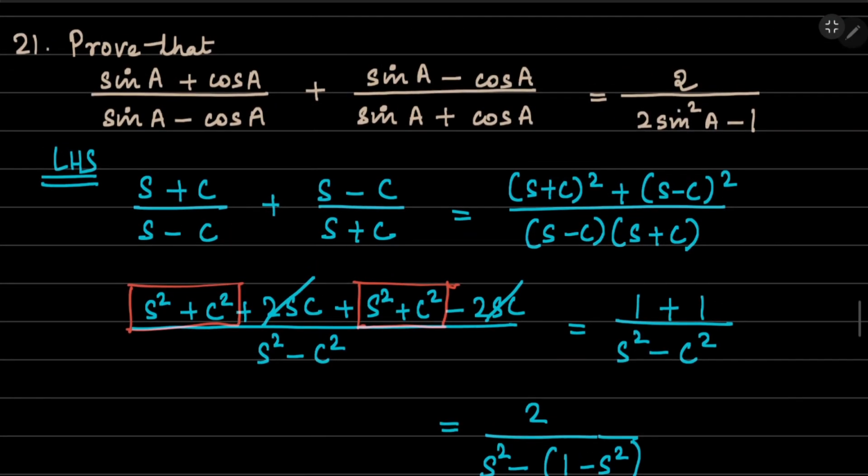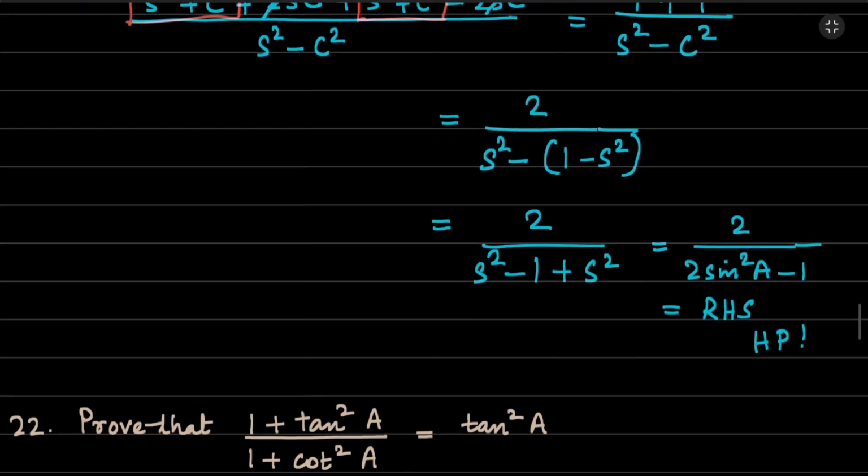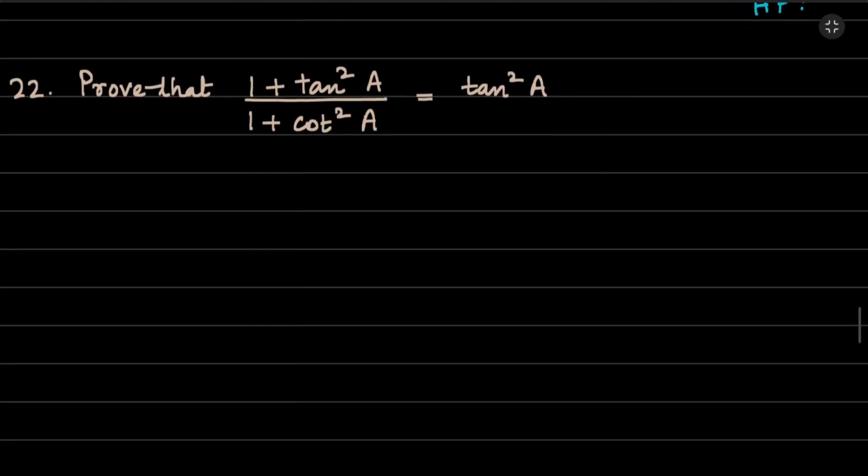Very, very easy. Okay, so the more questions you do, the more you practice, the things will become very, very easier. Okay, let's move on to the 22nd question. Prove that 1 plus tan square divided by 1 plus cot square. Again, you should know what is 1. We should know that. Okay, note.